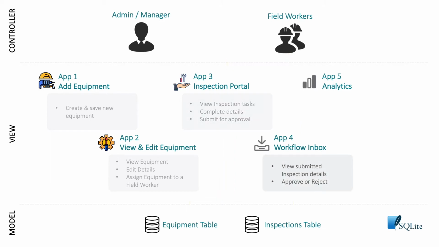App 4 is this workflow inbox. It's built to display the submitted inspections from App 3 to the admin or manager, who can see the details of the inspection and can choose to approve or reject the submitted inspection.